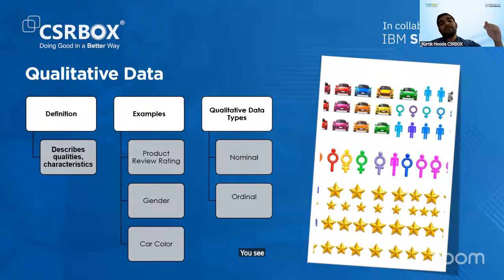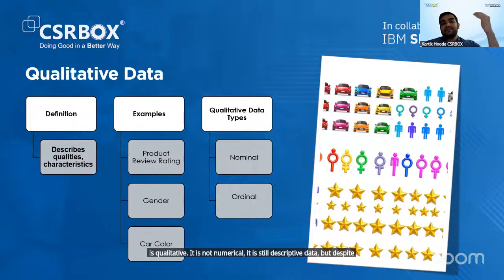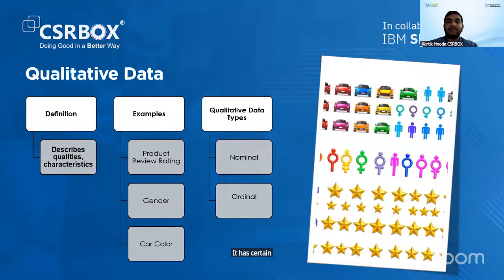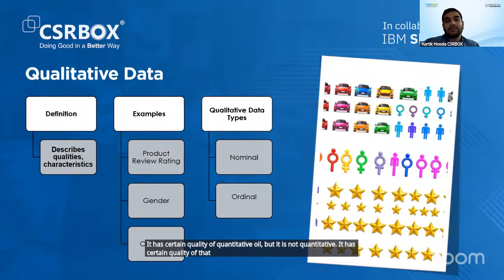You see, although the data is qualitative, it is not numerical, it is still descriptive data. But despite that, it has a certain order, it has a certain quality of quantitative data to it, but it is not quantitative. So that is ordinal. That's the difference between nominal and ordinal.